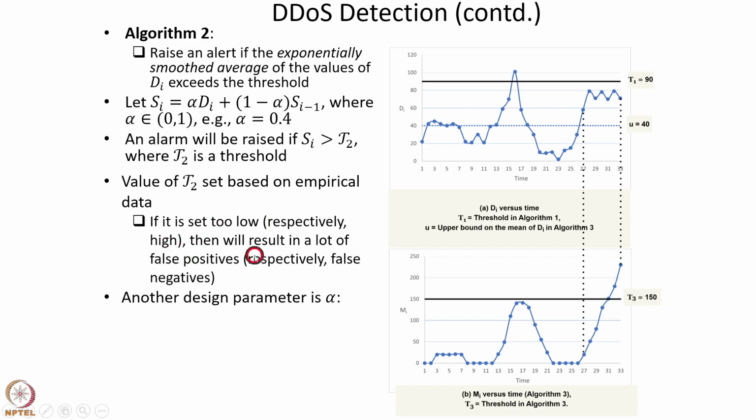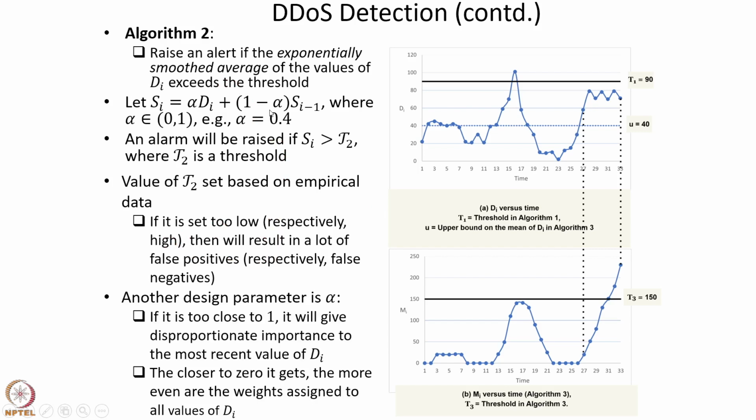Another design parameter is alpha, which is used for computing the exponentially smooth average. If alpha is too close to 1, then di is assigned a high weight of close to 1, which gives disproportionate importance to the most recent value of di. But if alpha is close to 0, then the weights assigned to all values of di are even. So it assigns roughly equal weights to the recent values of di and old values of di. So this is another parameter that has to be carefully designed.